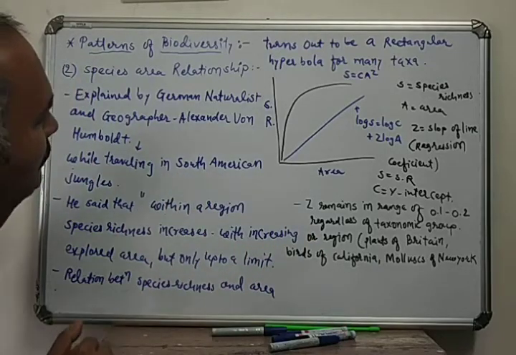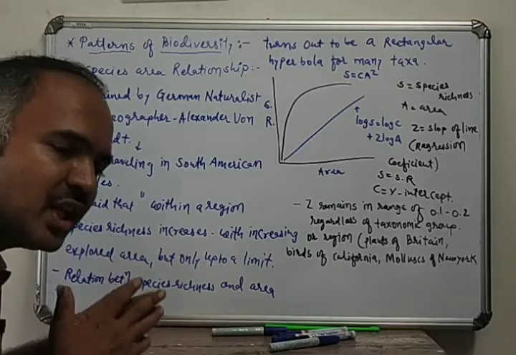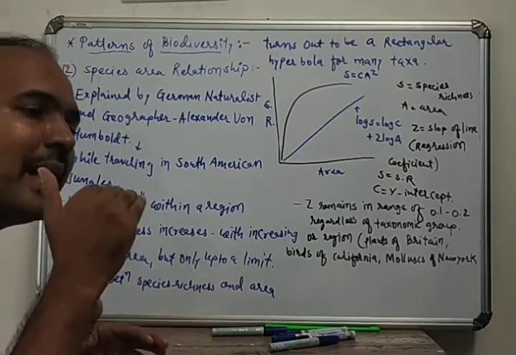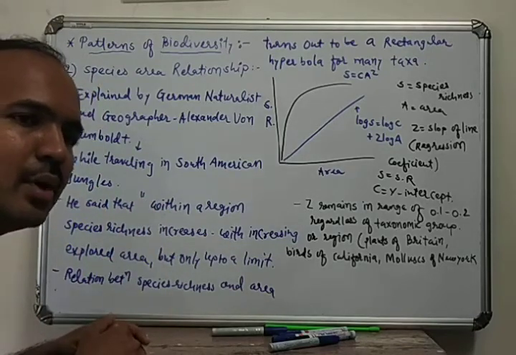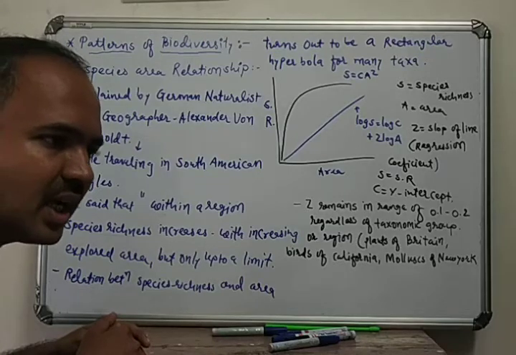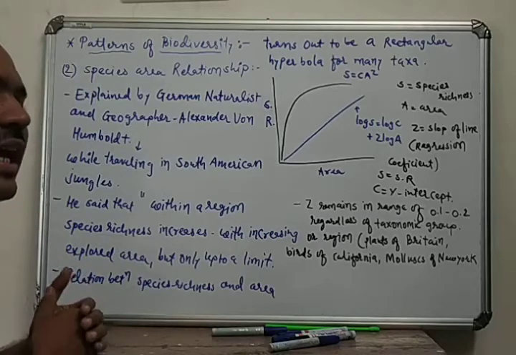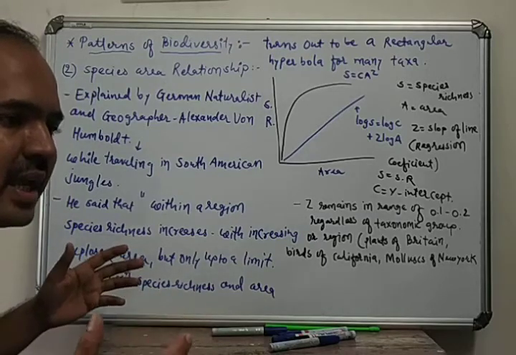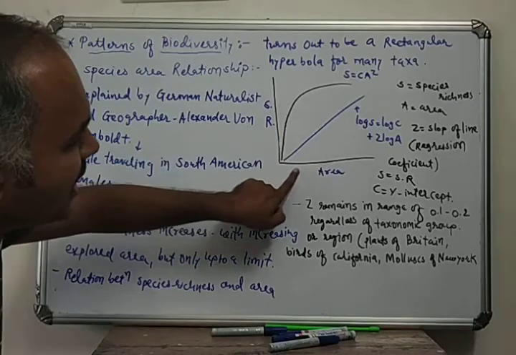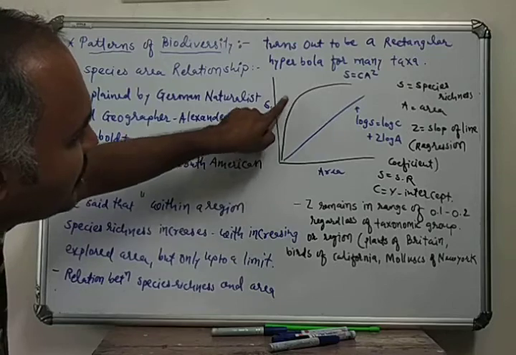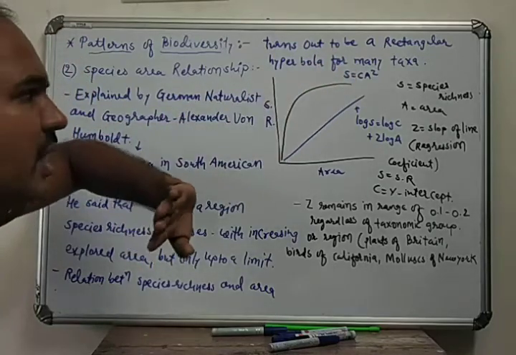So what has been explained in this slide is that the species area relationship is a pattern of biodiversity which was explained by Alexander von Humboldt while traveling in South American jungles. He was a German naturalist and geographer, and he said that if we increase the explored area, then the species richness increases initially, but if we increase the area further, then species richness decreases. And the graph will be converted into a rectangular hyperbola.